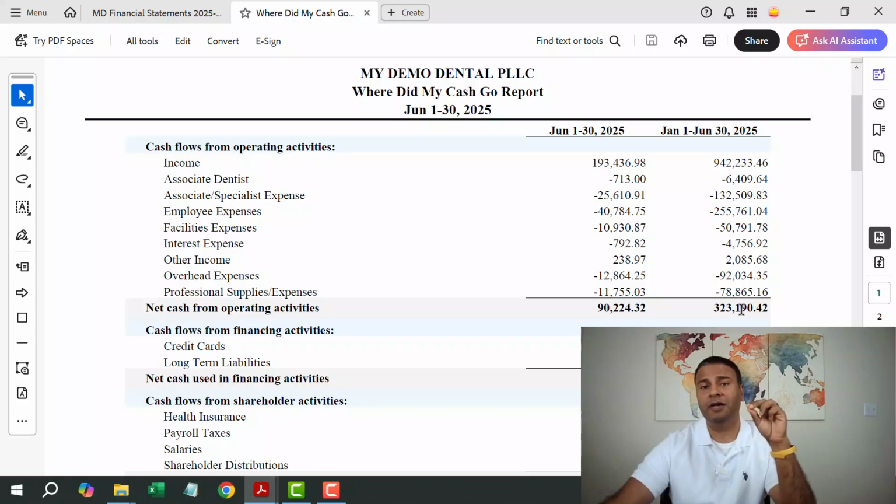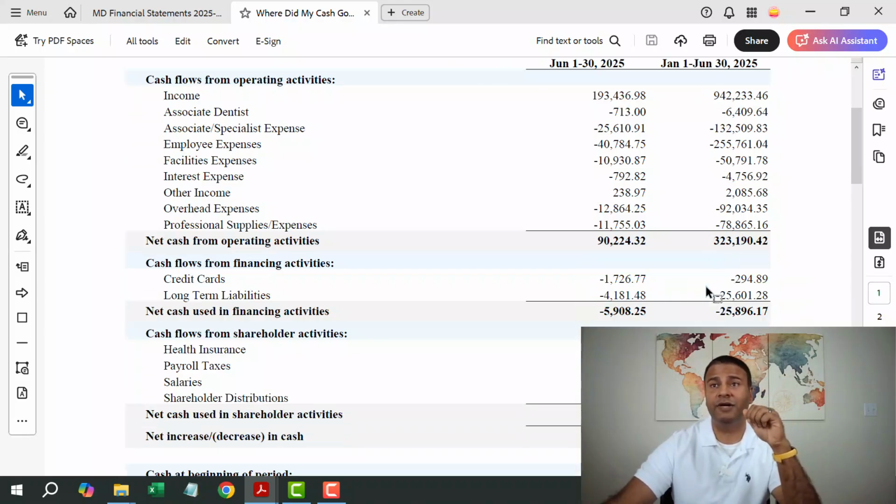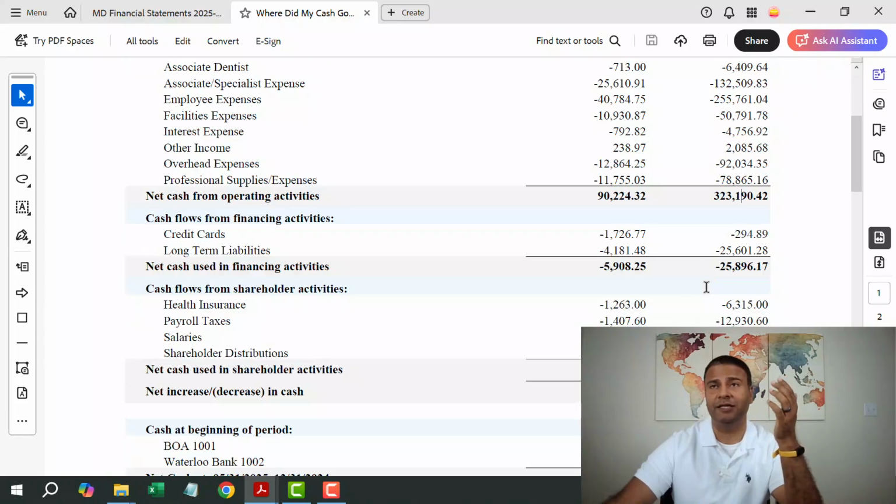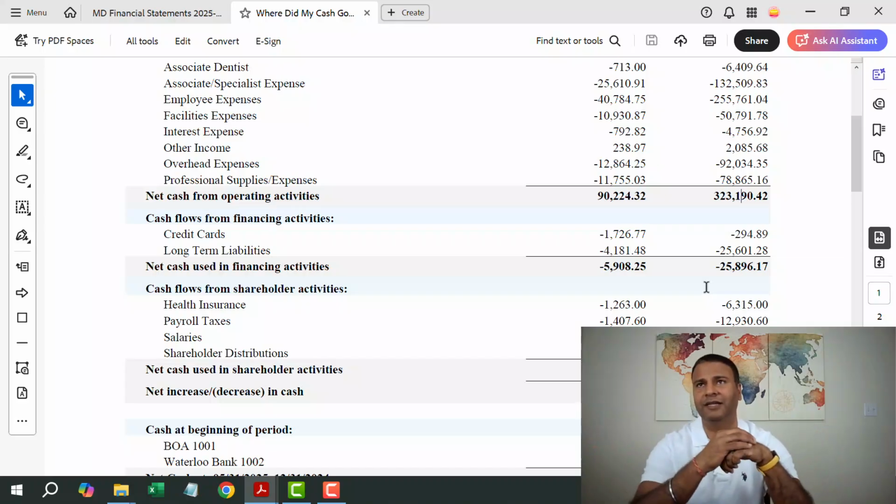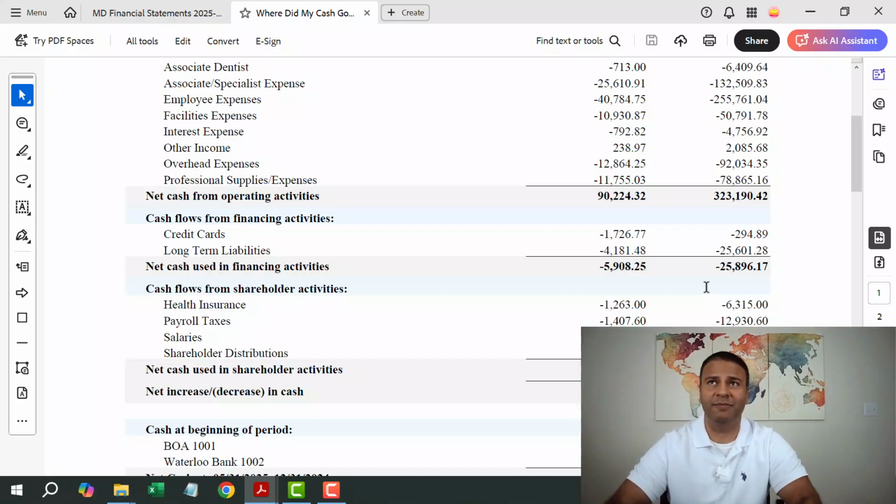And from the operations of the dental practice, the practice has generated $323,000. Okay, so that's what happened. So this dental practice is generating about $323,000 for the first 6 months. Now let's see, where did that money go? That's where clients get confused. Hey, I do see how much money I made, but where did it really go?